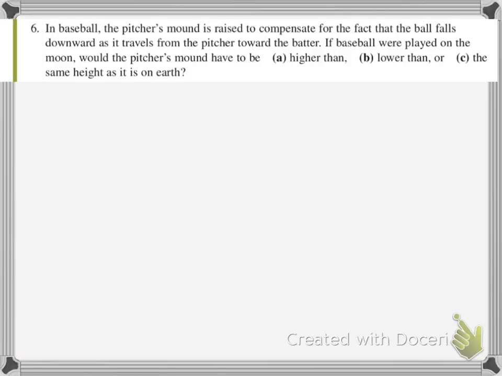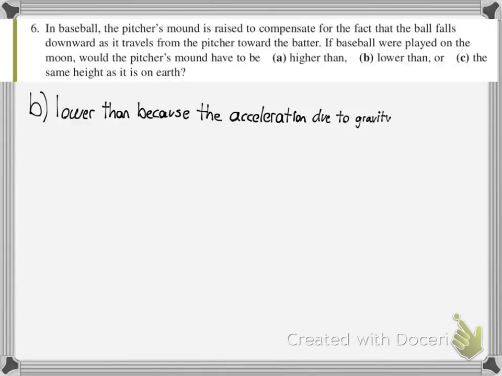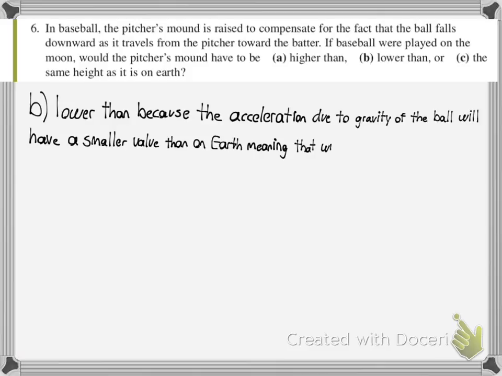Well, we all know that the gravity on the moon is much weaker, or it has a less magnitude than it does on the Earth. Therefore, we would say that the pitcher's mound would have to be lower, because the acceleration due to gravity of the ball will have a smaller value. Therefore, it will take longer for the ball to fall to the ground in a sense.